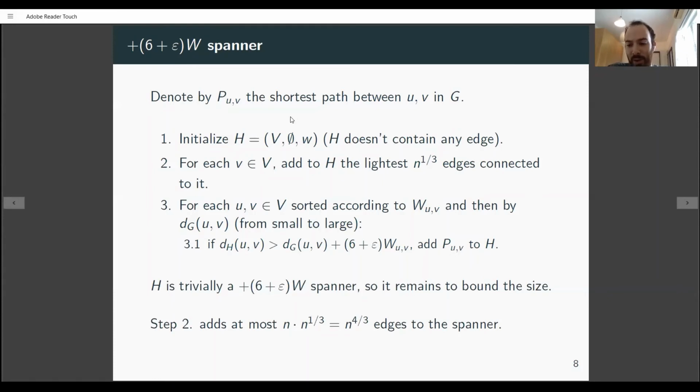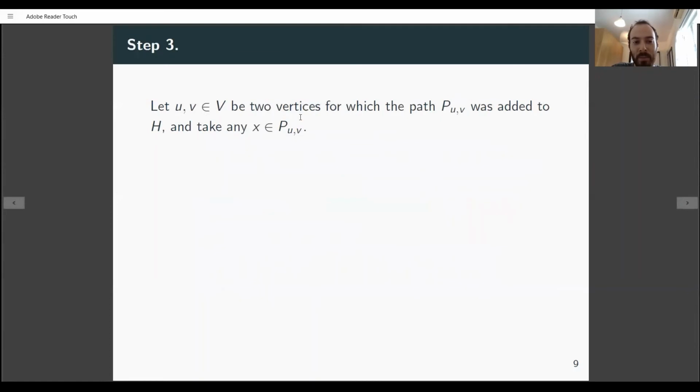Step 2 is also very simple. In step 2, we add at most n to the power of 1/3 edges for each vertex. There are n vertices, so n times n to the power of 1/3 equals n to the power of 4/3 overall. And step 3 is a bit more complicated and requires more analysis.